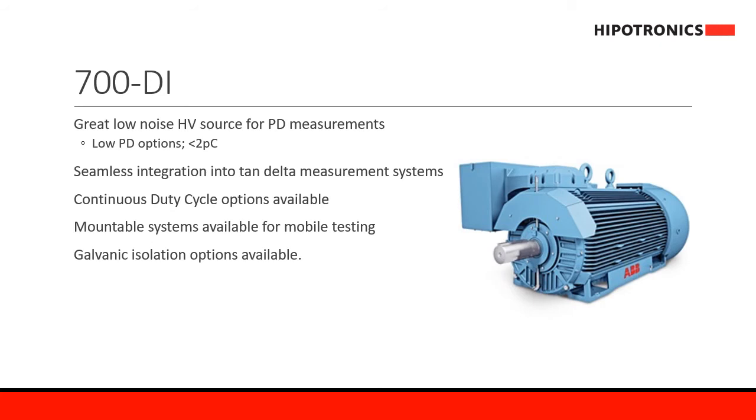The 700-DI series also offers a great low noise high voltage source for partial discharge measurement, with the optional item for an output level of less than 2 pC. The series also can be integrated into tan delta measurement systems, and the continuous duty cycle option is available. The series also offers a mobility option for mobile testing, and the galvanic isolation option is also available for the 700-DI series.